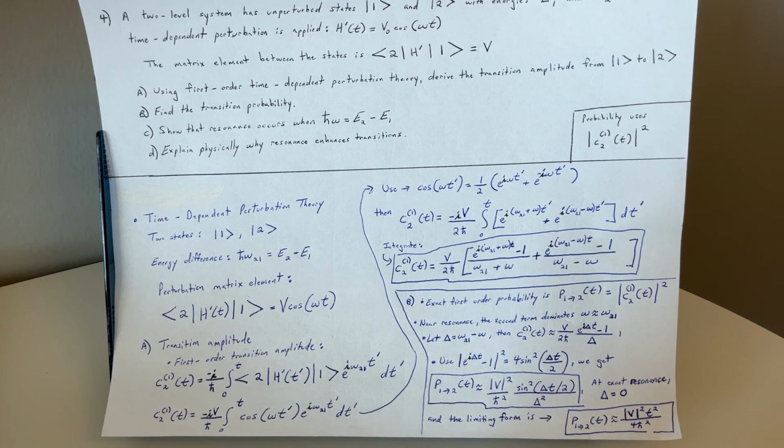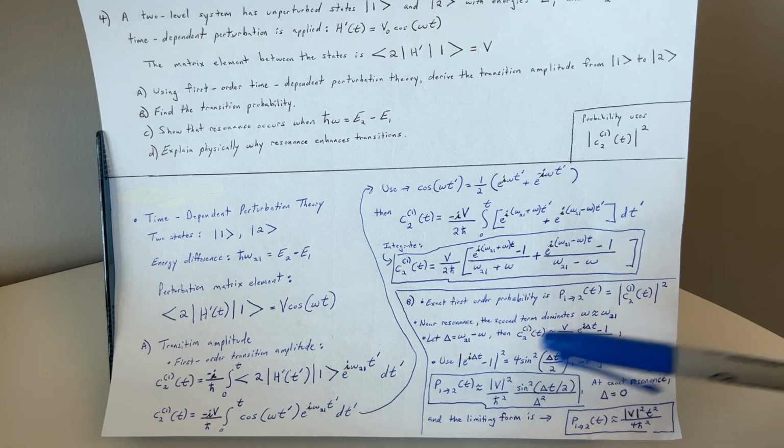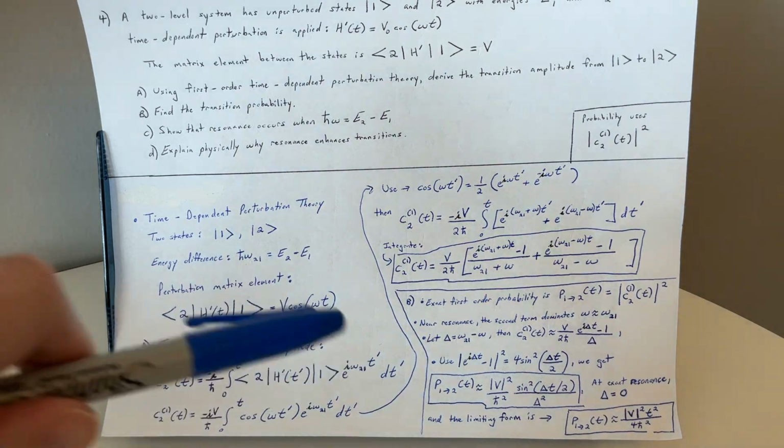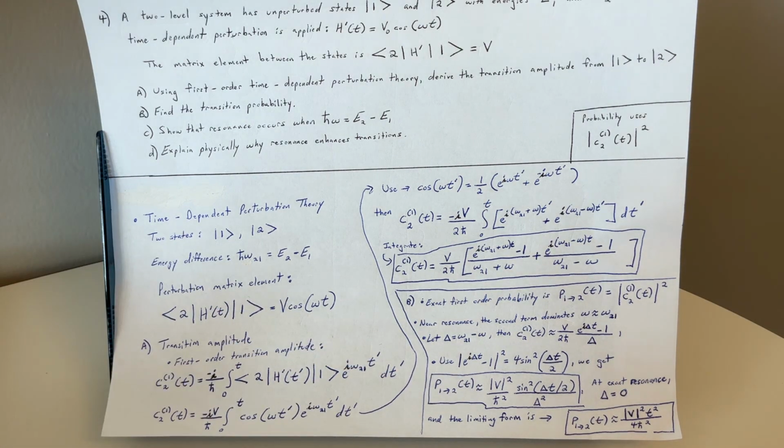So the modulus of e to the i delta t minus 1 squared is going to become 4 sine squared of delta t over 2. So what we're going to get here is this. That transition probability, 1 to 2, is approximately the modulus of V squared over h bar squared times sine squared of delta t over 2, over delta squared.